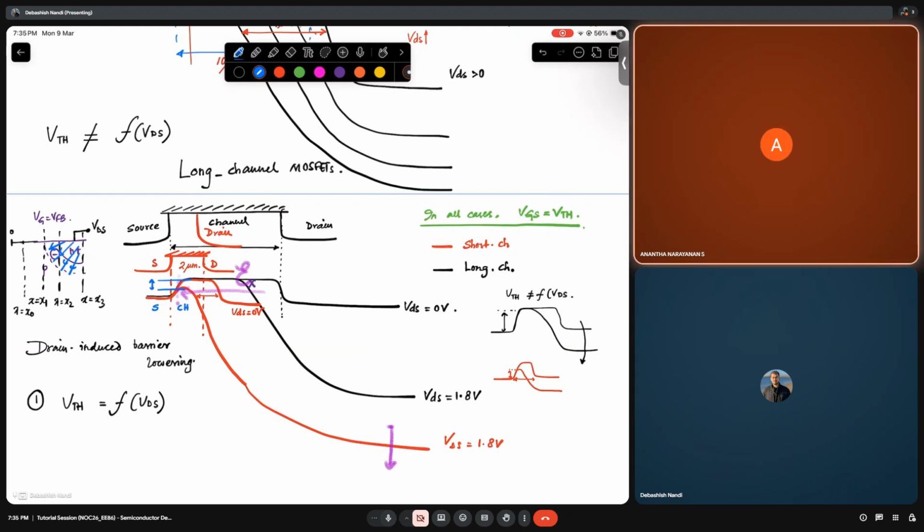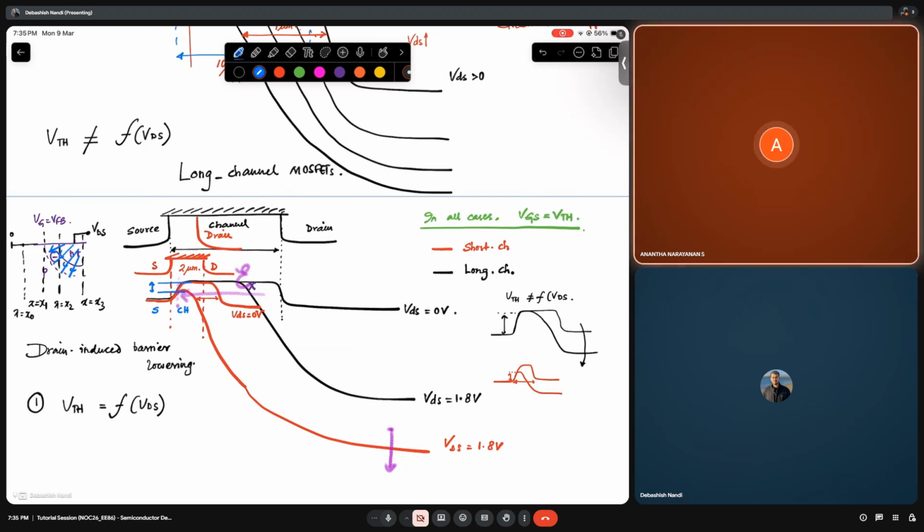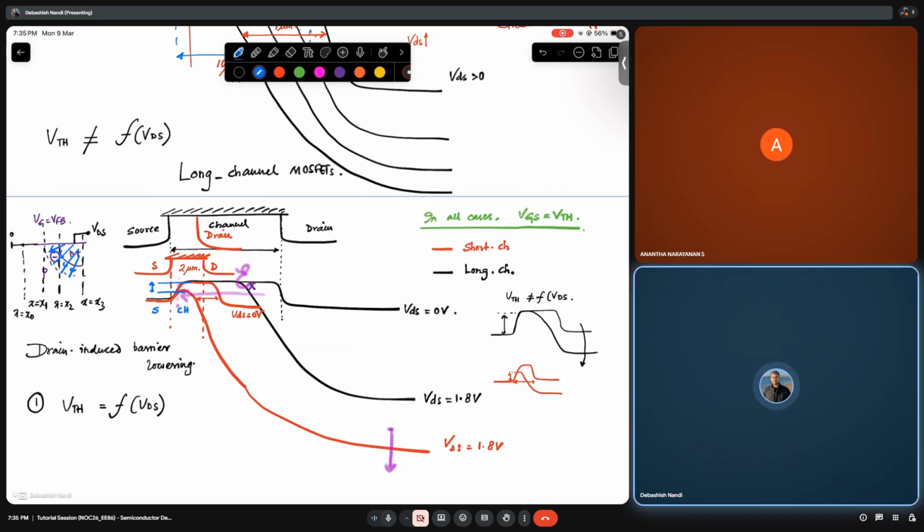Yes, sir. My question is, this electric field, the blue lines originating from the drain, will be non-zero till what point? So till it reaches the source side. No, why source side? It will be till the end of the depletion region, right?